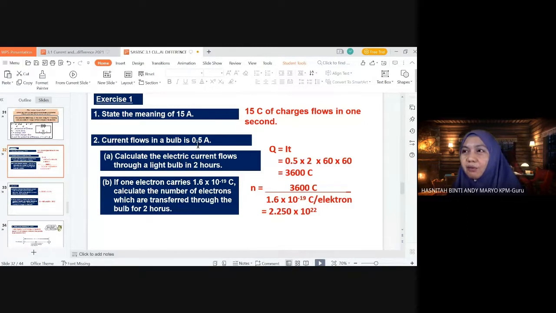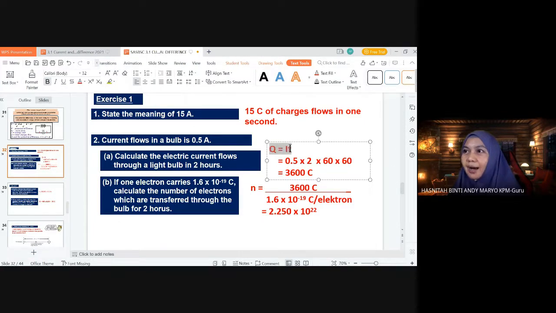We have a current flowing in a bulb stated as 0.5 ampere. First you are asked to find the electric charge that flows through the light bulb in 2 hours. Calculate the amount of charge flow, so we are looking for Q, and this is the formula relating Q, I, and T. The time here is given in hours, so you have to be very careful. You have to convert it into seconds, because Q equals IT, Q is in coulomb, I is in ampere, and T is in seconds.